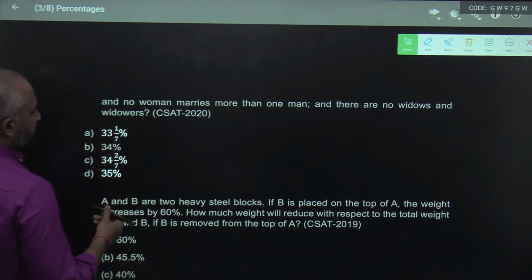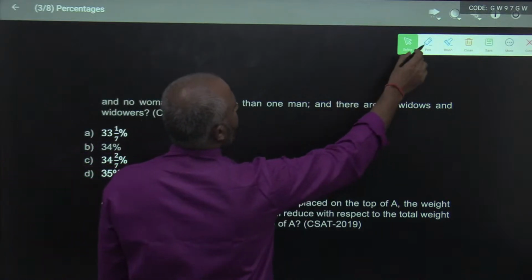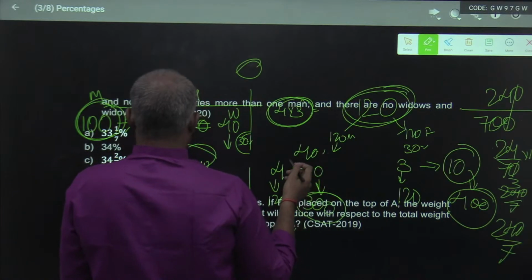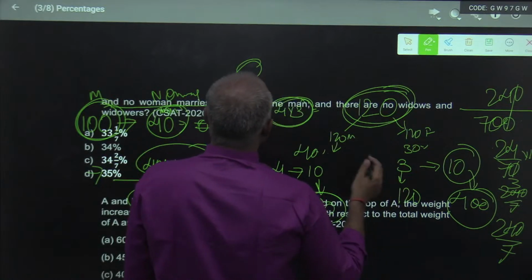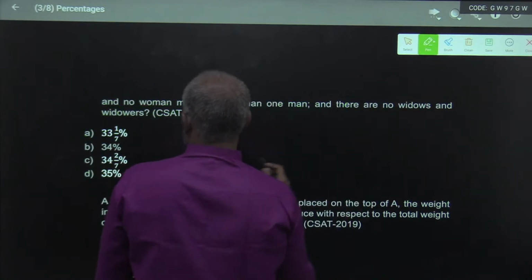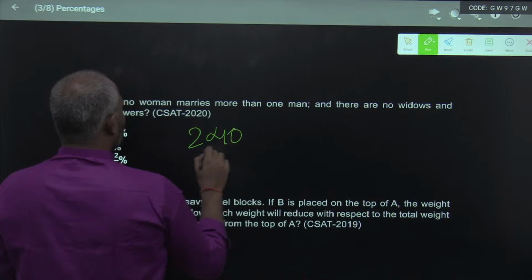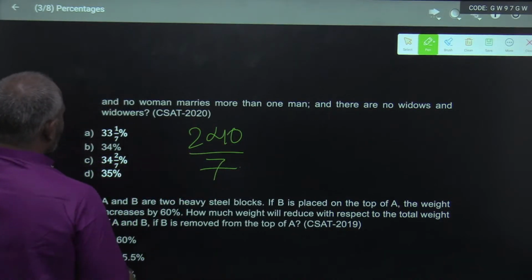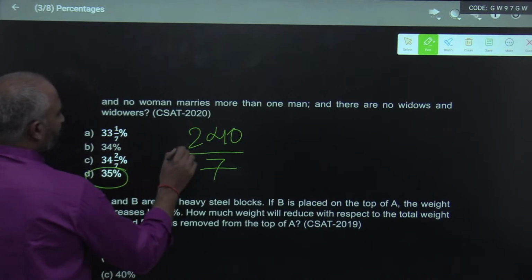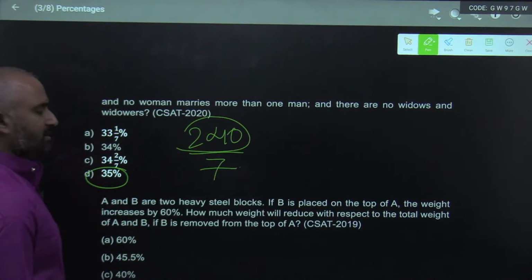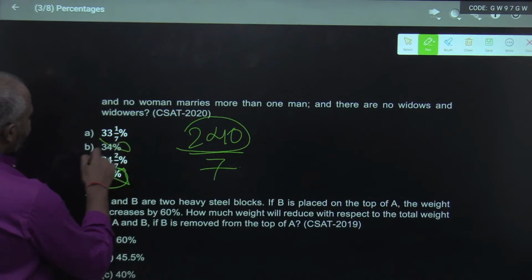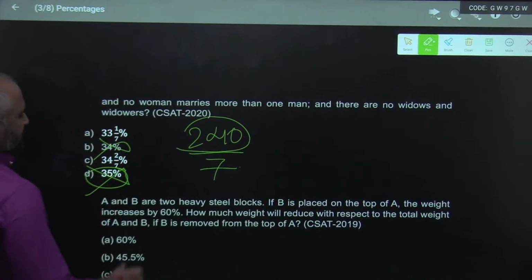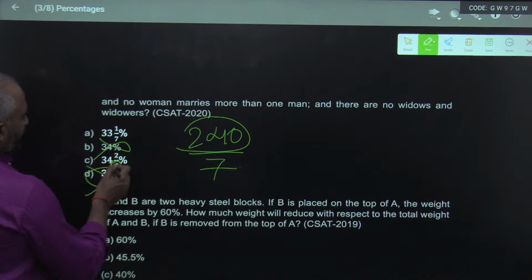That means, you see, what were the options we got? We got 240 by 7. Clean. It is 240 by 7. So it is definitely 240 is not cancelable by 7. So no integers.